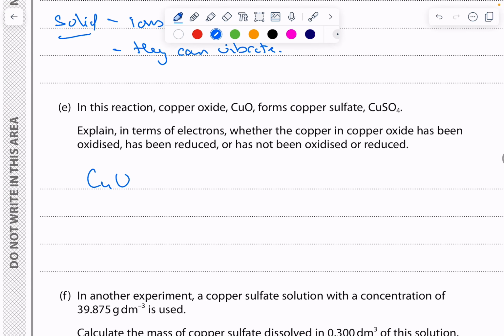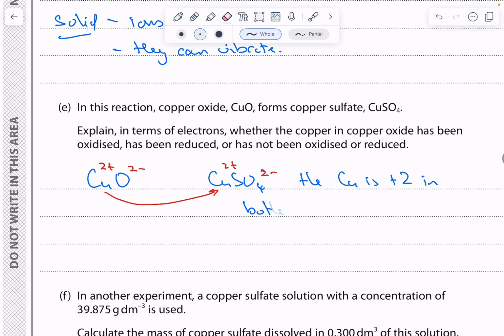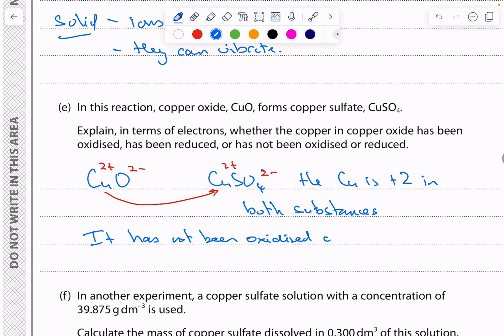In terms of electrons, what happens here? Well, what we have to do here is I'm going to write these 2 formulas down, and then I'm going to put some charges in. So that oxide ion is 2 minus, and the copper sulfate is 2 minus. So because the anions are negative 2, this means the copper is positive 2, and therefore the charge hasn't changed. So if the charge doesn't change, it's neither been oxidized or reduced because no electrons have been lost or gained. So I would say the Cu is plus 2 in both substances. It has not been oxidized or reduced.